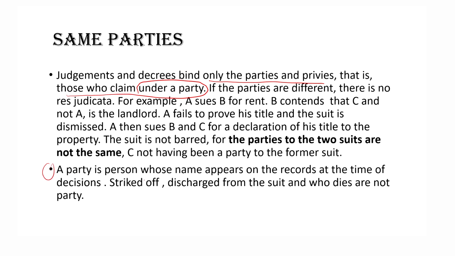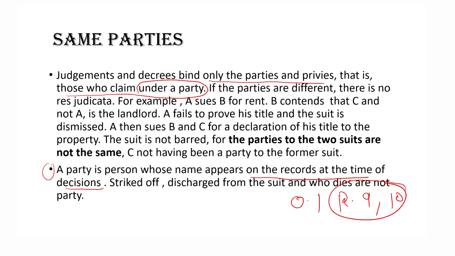A party is a person whose name appears on the record at the time of decision, whether plaintiff, defendant, co-plaintiff or co-defendant. Otherwise, there is the question of non-joinder or misjoinder, or parties struck out or discharged from the suit, under Order 1 Rule 9 and Rule 10 of CPC.